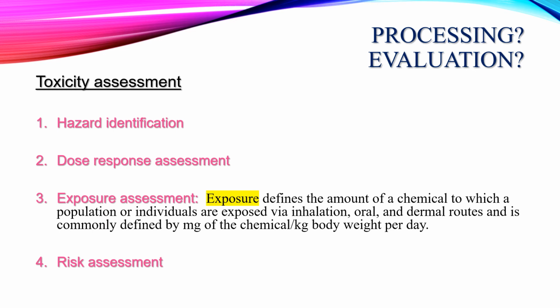Now next is processing and evaluation. How can we process and evaluate the toxicity aspects and toxicity regulations? For that we have to do the toxicity assessment, which involves four steps. First is hazard identification, second is dose response assessment, third is exposure assessment, and last is risk assessment.